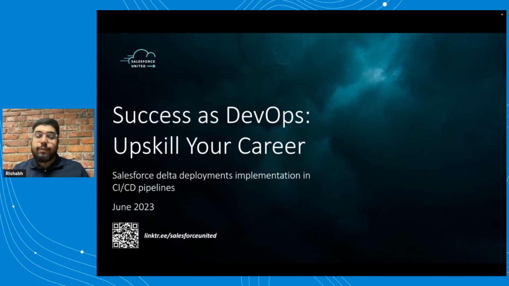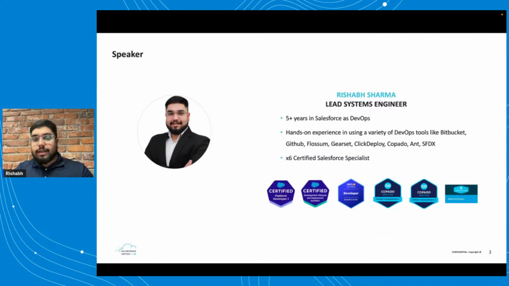Today's topic is how to do Delta deployments, especially Delta deployments in CI/CD pipelines, which we use in Salesforce. It will be a more specific topic regarding how to deploy using plugins in our CI/CD pipelines, because I know a lot of people still don't know how to take advantage of Delta deployments. As I said about myself, I have been working as a system engineer at EPAM with 5+ years of experience.